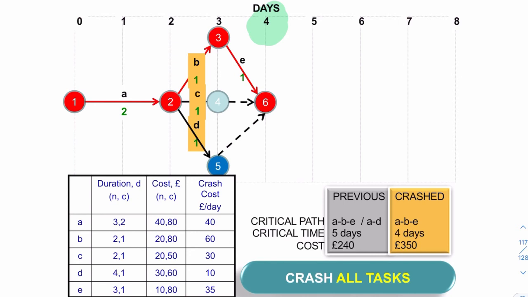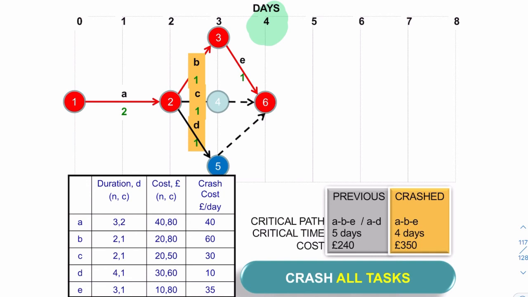But look at the cost. The cost has shot up to £350. So that's quite expensive because B was really expensive to crash. So D wasn't, but B was.